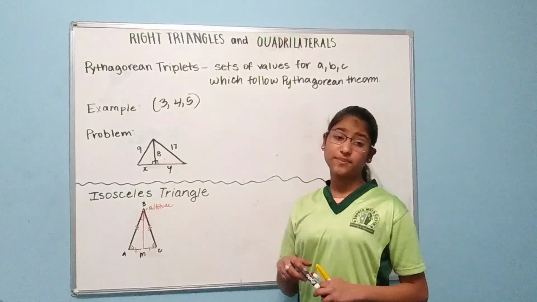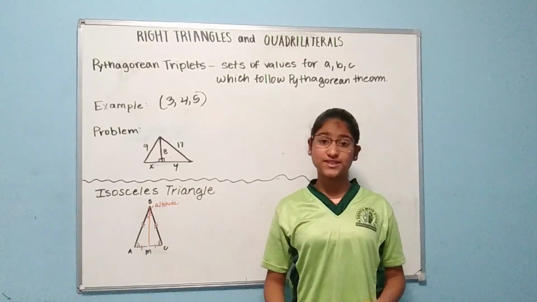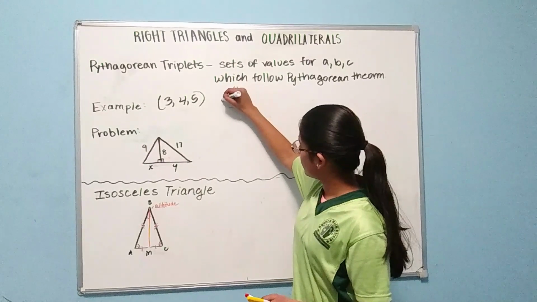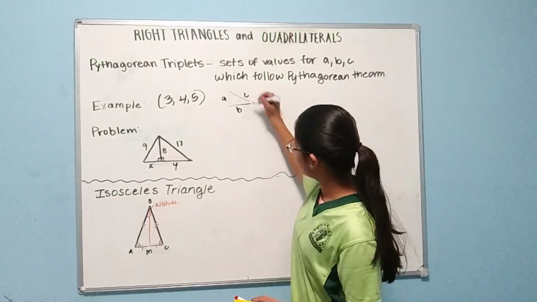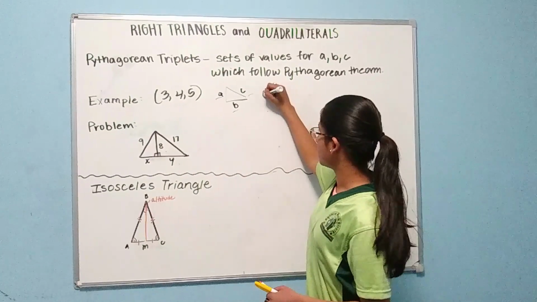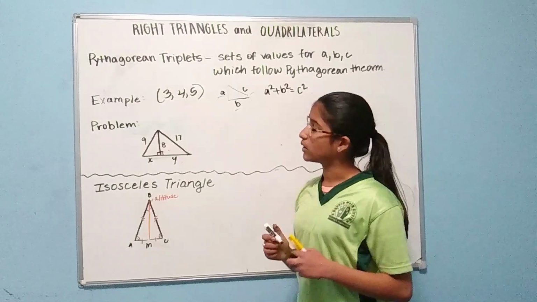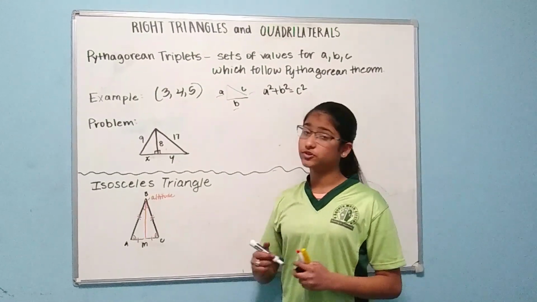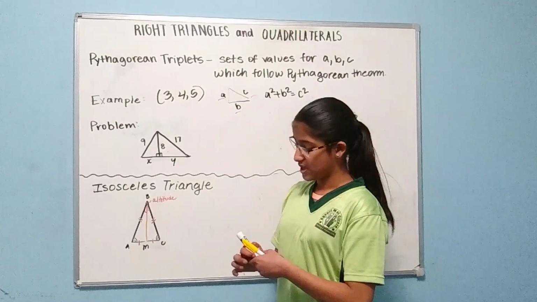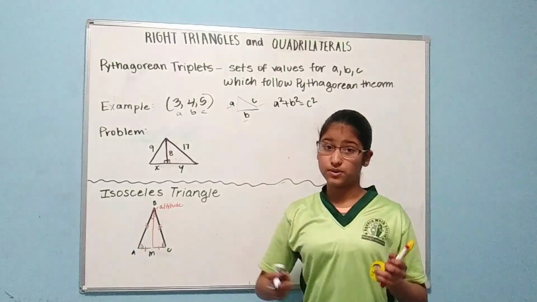So now let's move on to Pythagorean triplets. Pythagorean triplets are sets of values for A, B, C in a right triangle. For example, they are sets of values that fulfill the Pythagorean theorem, fulfilling A squared plus B squared equals C squared. Well, there are many examples of Pythagorean triplets, but right now let's just look at 3, 4, and 5. They are values for A, B, and C.